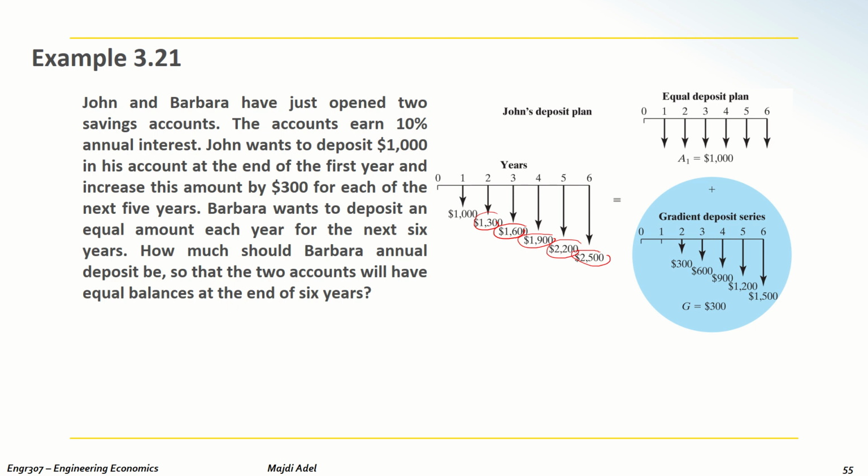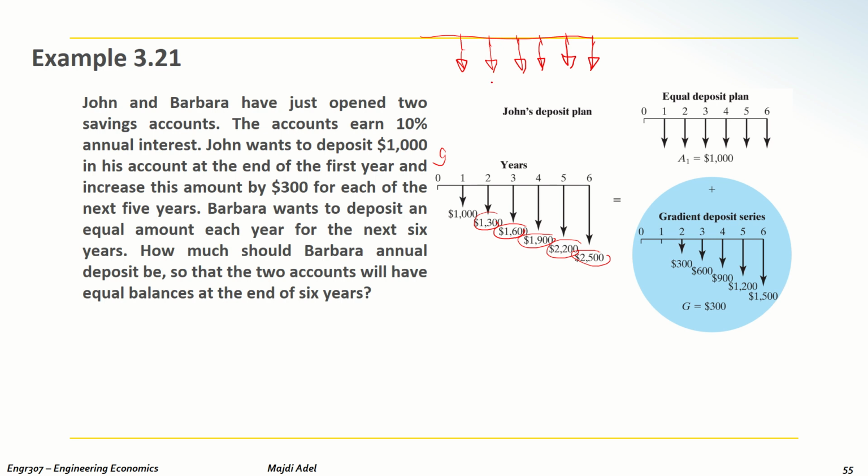Barbara, on the other hand, doesn't want to have this type of saving. She wants to put a constant amount of money for 6 years. Okay, the same amount of money for 6 years. So she's thinking about uniform installments or a uniform cash flow.